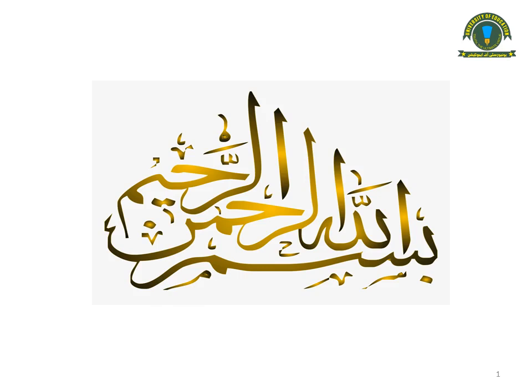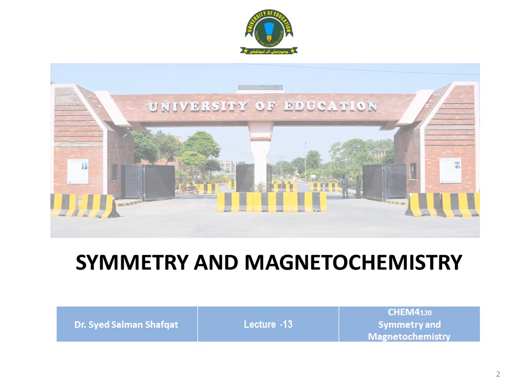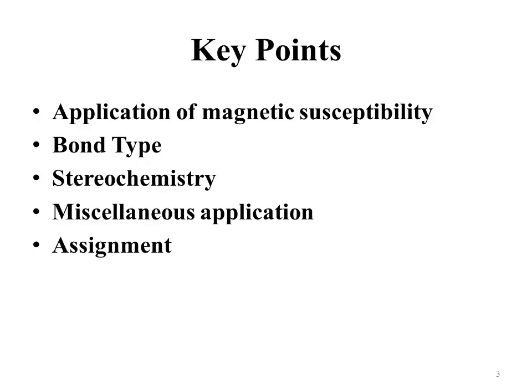We are at the middle of this course. I have planned to deliver around 23 or 24 lectures on magnetochemistry, and it's our 13th lecture. So it means we are crossing the half portion of this course that is related to magnetochemistry. Here are some key points that we are going to discuss in this lecture.